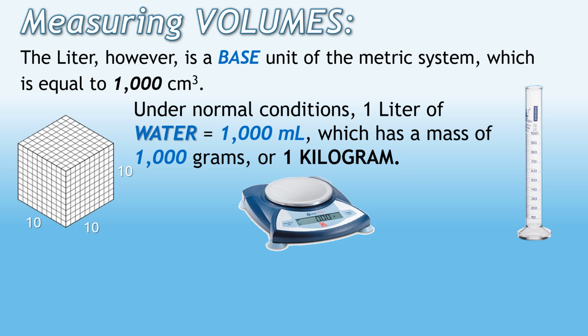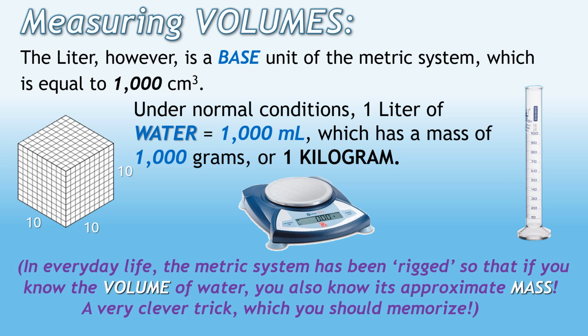And 1 liter of water has a mass of 1,000 grams or 1 kilogram. Now, these nice round numbers are not a coincidence. The metric system has been designed so that with liquid water in a certain range of temperatures, we have this nice arrangement where if you know the volume, you know the mass. That is a very cute thing. It's been rigged this way. If you know the volume, you can approximate the mass. It's a very clever trick, and you should memorize that fact because it comes in very handy in science courses.